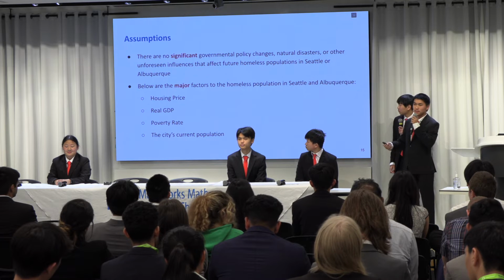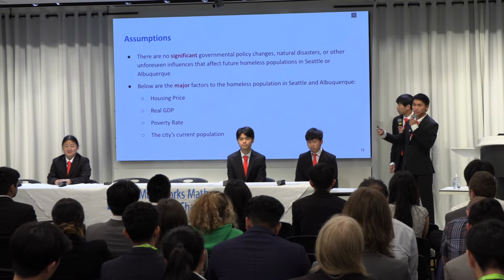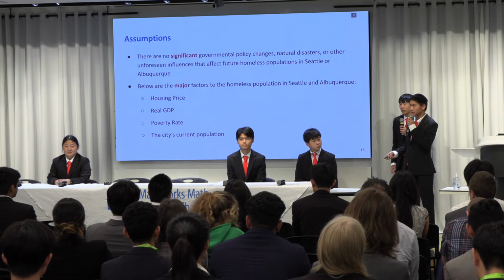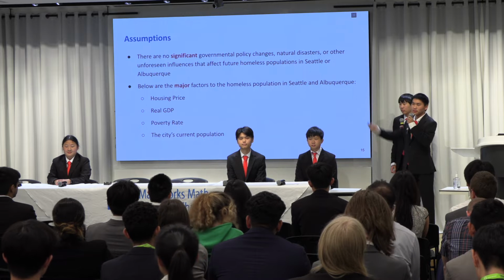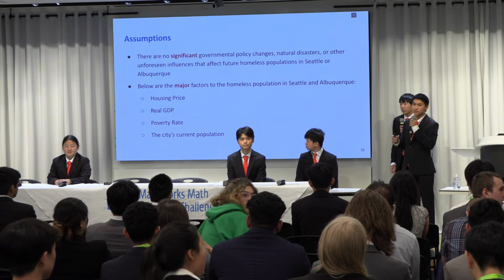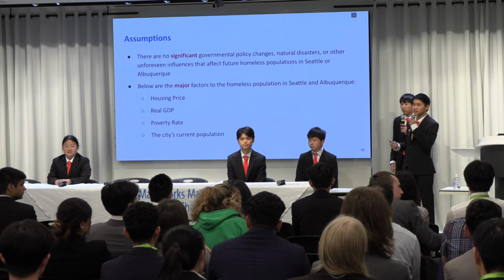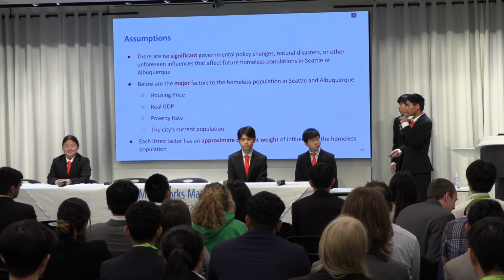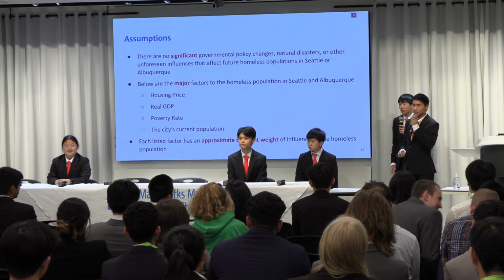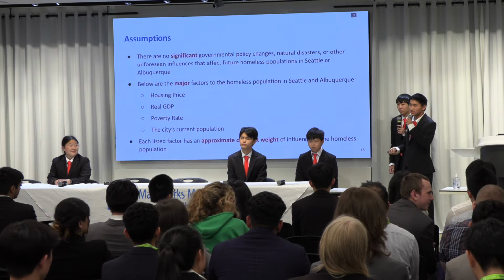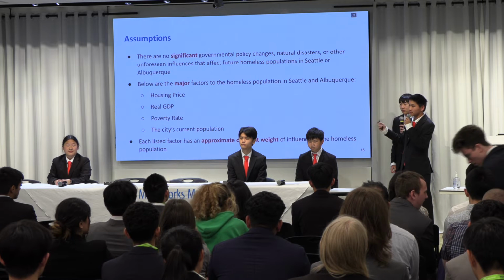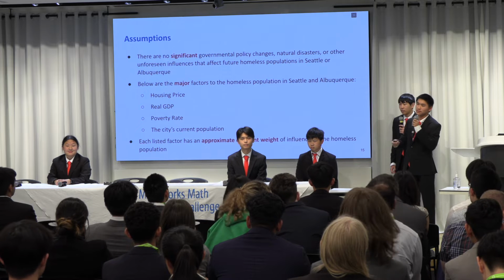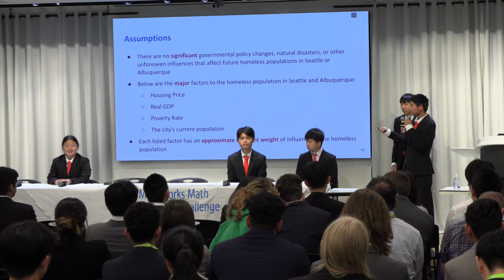The second assumption is that out of all factors of homelessness, we only consider the following four, which are housing price, real GDP, poverty rates, and the city's current population. This is because it is very difficult to try and account for every single factor of homelessness, so we identified these four as the major ones. Finally, we assume that each of these factors has a constant weight of influence. This means, for example, if we consider housing price, its impact on homelessness, relatively, does not change between 1 to 5 or 10 years.